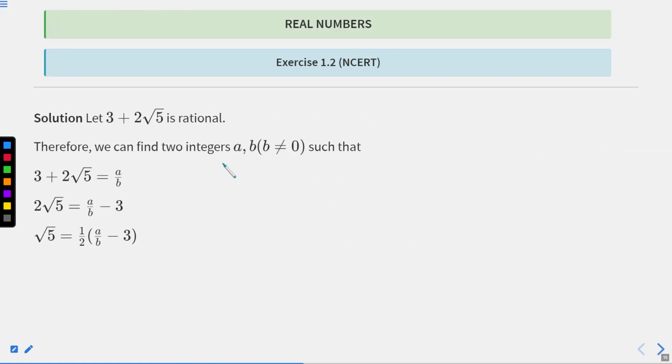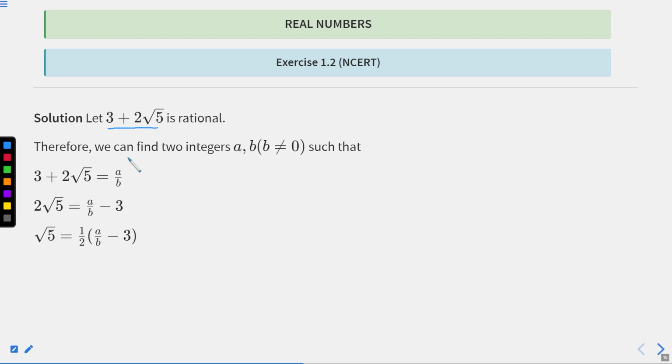But here we prove it by the method of contradiction. First, let 3 plus 2 times root 5 be a rational number. Therefore we can find two integers a and b, where b is not equal to 0, such that 3 plus 2 times root 5 is equal to the fraction a over b.